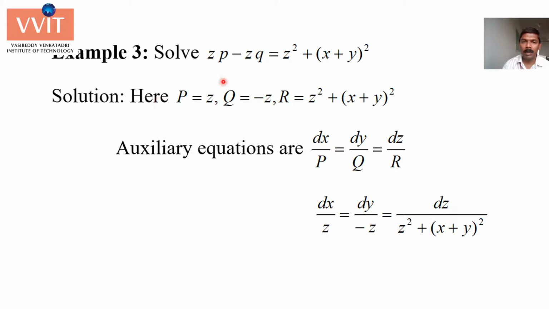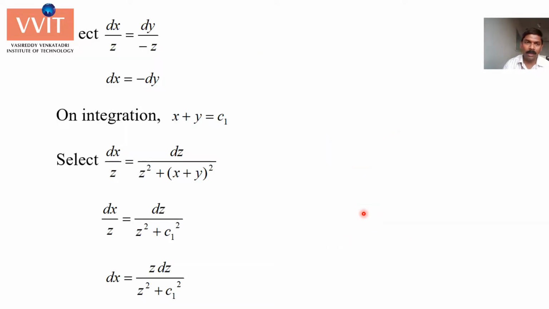Now see this problem. This is the given problem. By comparing with the standard form, we get PQR values, auxiliary equation, substitute PQR values. Now selection. I can select 1 and 2 straight away because I can cancel z on both sides. After cancellation is over, what is left is dx equal to minus dy. On integration, we get x plus y equal to c1. So first part is clear.